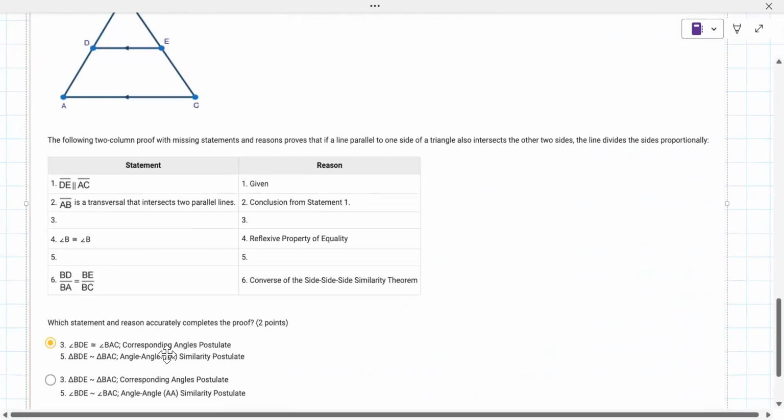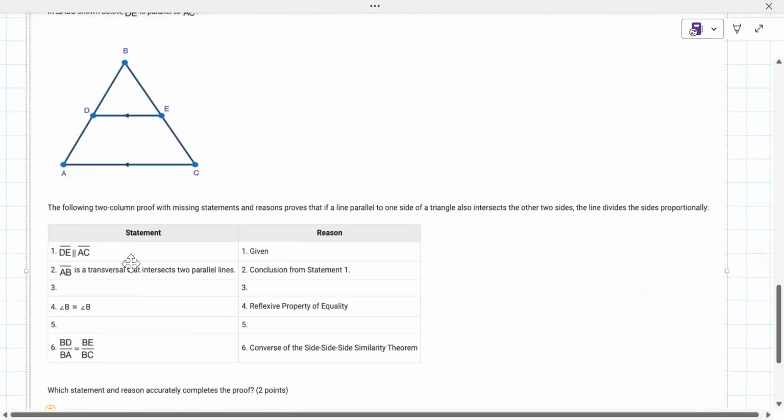All right, so which statements accurately complete the proof? Let's see here. DE is parallel to AC. I thought we did one like this. So AB is a transversal. So is BC, by the way. And we're trying to prove the side similarity.